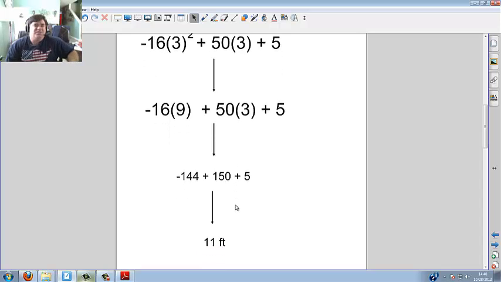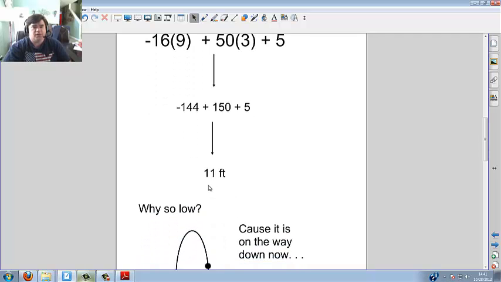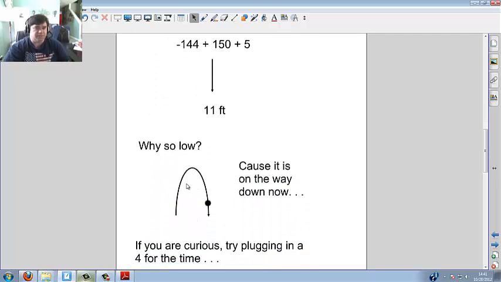And you might say, well, how is that possible? I can throw a ball and it's going to go higher than 11 foot, especially after 3 seconds. Well, yeah. But the idea is when you threw it up, it's already on the way down. So you might want to start getting ready to catch that ball, because 11 feet, you have about another third of a second to get that glove up and catch it before that ball comes down and whacks you one. So why so low? Because it's on the way down.